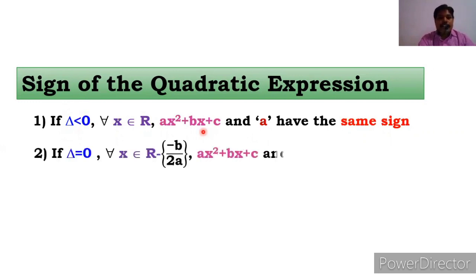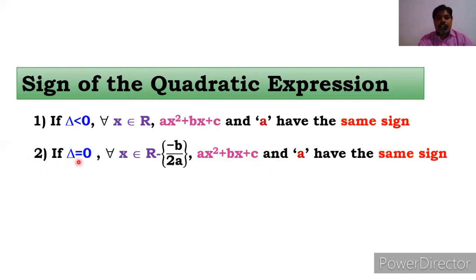See the second condition. What is that one is, if discriminant is equal to 0, for all x belongs to R minus b by 2a, ax square plus bx plus c and a have same sign. That means, if the discriminant is equal to 0, the roots are equal. In that case, if a is positive, automatically ax square plus bx plus c is also positive. If a is negative, automatically ax square plus bx plus c is also negative. That means both are same sign.